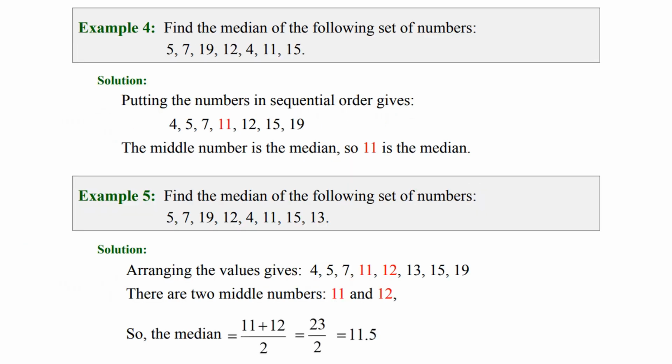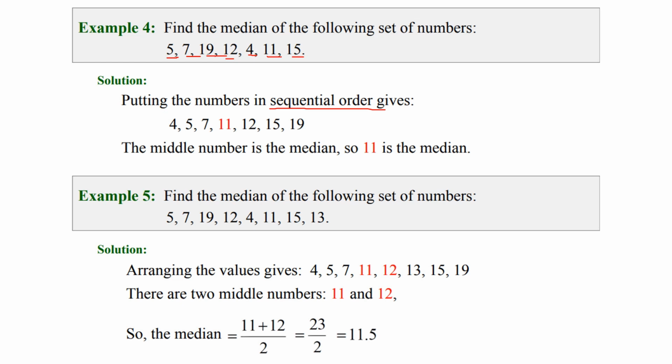Next, median. For median, we need to arrange the data in sequential order. So what is the lowest value? 4, so you have to keep 4. Then 5, next 7, then 11, 12, 15. And the highest value is 19.